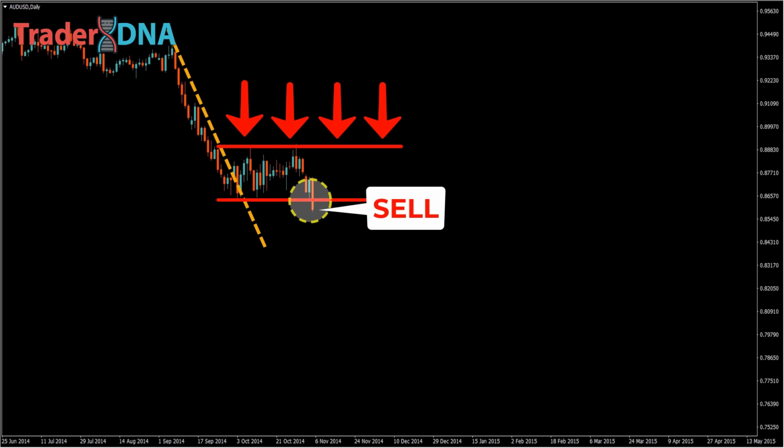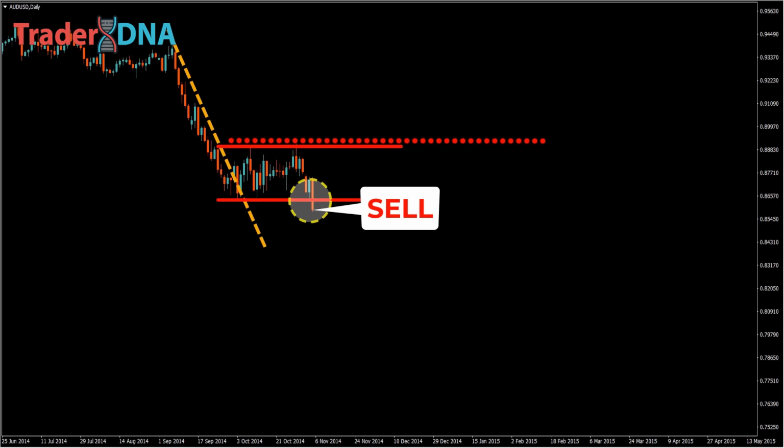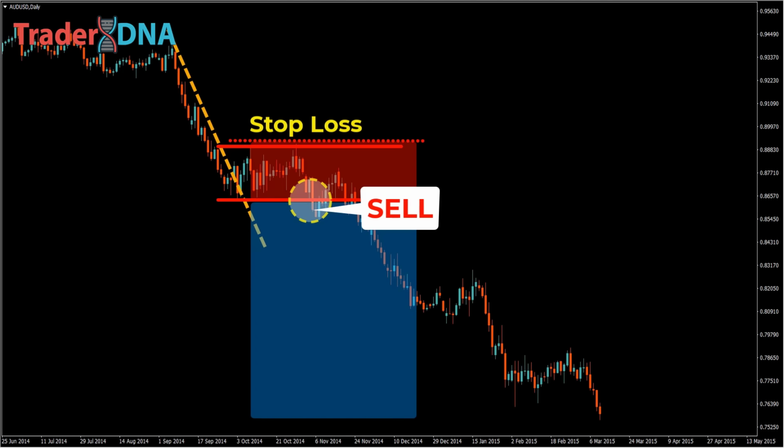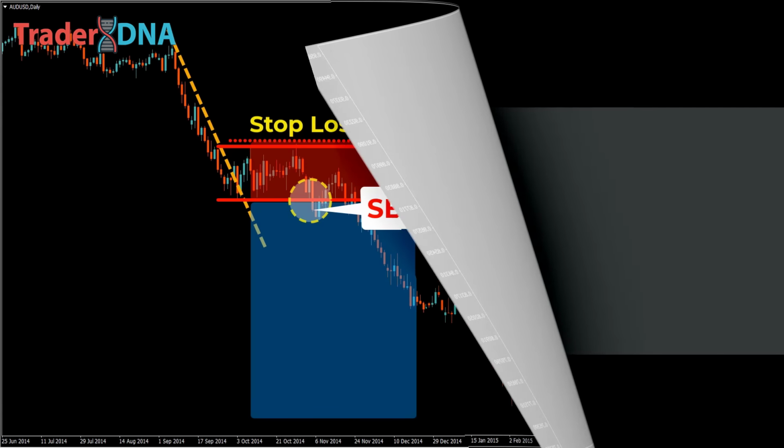Open a sell position as soon as the next candle starts forming, with your stop loss placed just above the resistance of this sideways range. And what happens next? The market drops fast and deep, locking in massive profits. Simple, effective and backed by solid technical and psychological reasoning. This is how you trade with confidence and maximize your profitability.